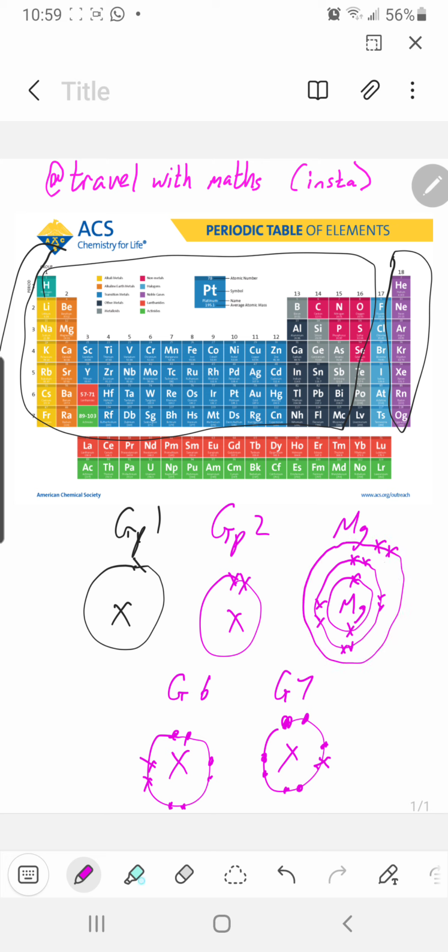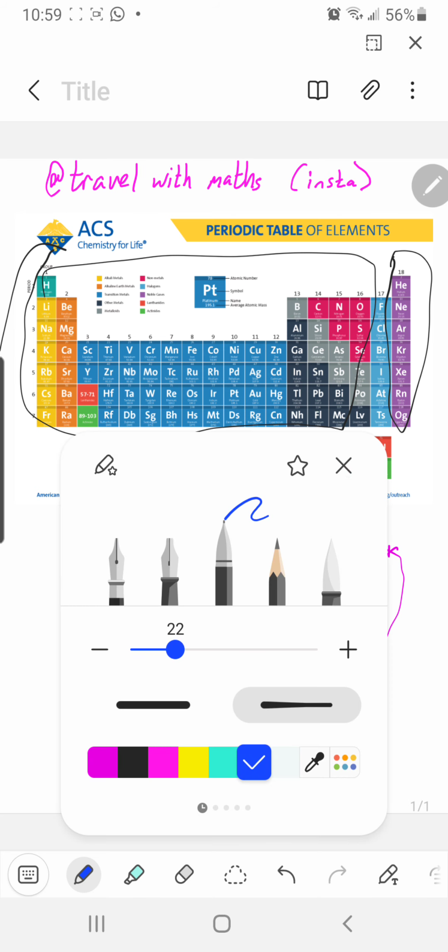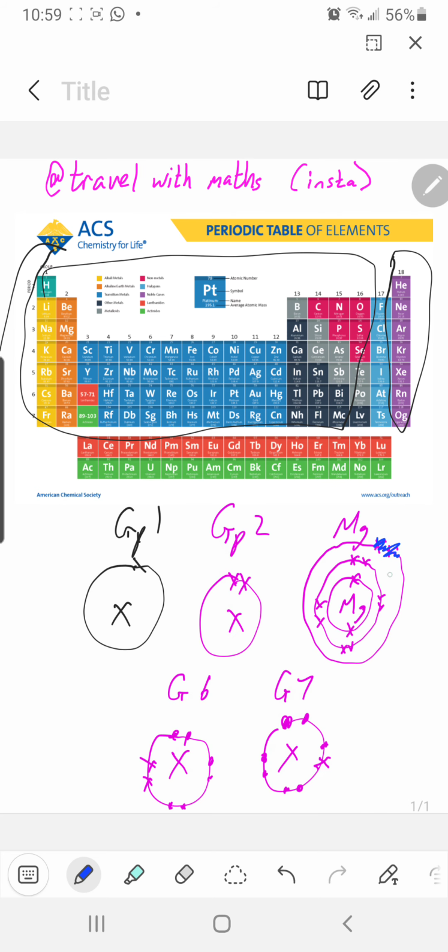Okay, now think about it. It will be easier for it to lose these two, and then there's a full shell underneath, so this one becomes an empty shell. This one, the third shell, will still be there, but it will be an empty shell when it gets involved in bonding. And think about the charge.